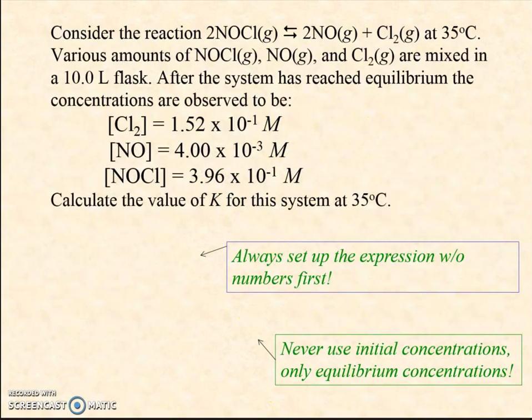This is a sample problem that's in the notes, and I just wanted to go through it. It sets you up with a balanced reaction, which is the first thing you need when dealing with equilibrium. And then we're given some information about a system that was mixed and allowed to come to equilibrium. These are the equilibrium concentrations, and it asks us to find the value for K.